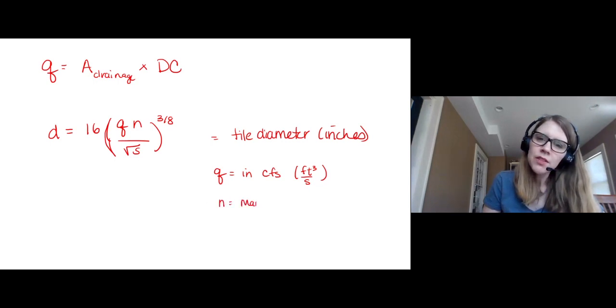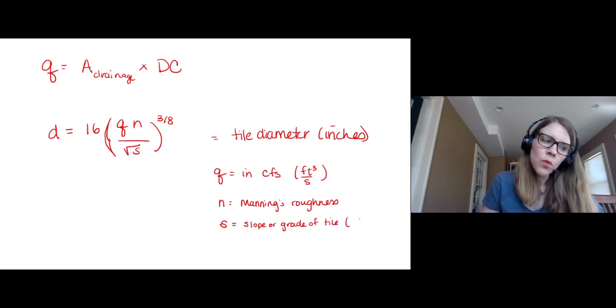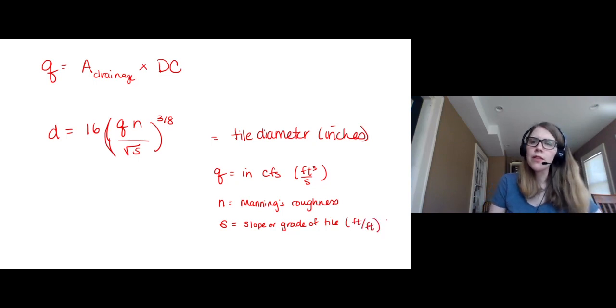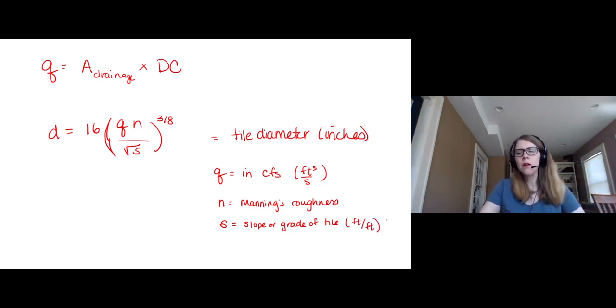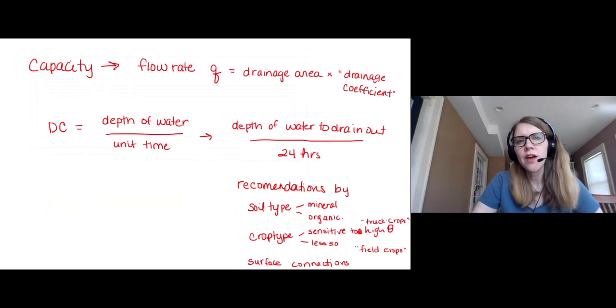N is known as the Manning's roughness value. You can find estimated values of Manning's roughness for different types of tile material. It's unitless. And S in this equation is the slope of the tile, and we want that to be in decimal rather than percent.